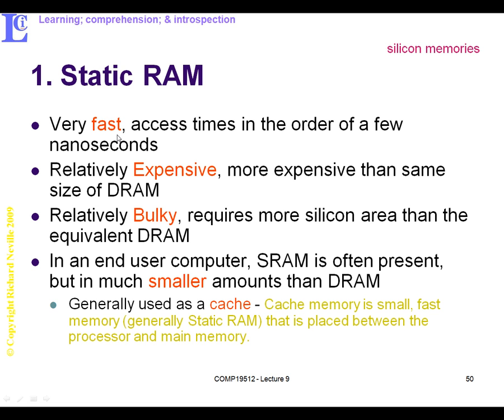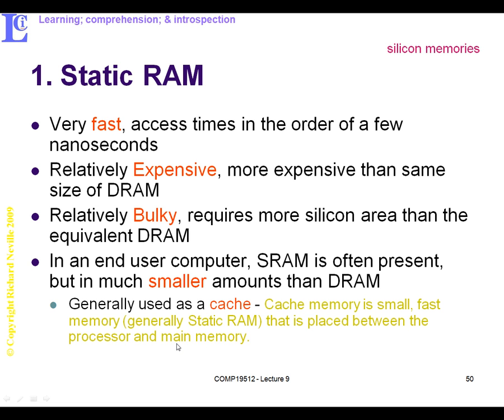They're very fast, they're relatively expensive, they take a lot of silicon chip area, they're bulky, and they're smaller size-wise than DRAM. They're generally used, as they're fast, as caches. So let's state what a cache is. Cache memory is small, fast memory, generally static RAM. This is placed between the memory and the processor.